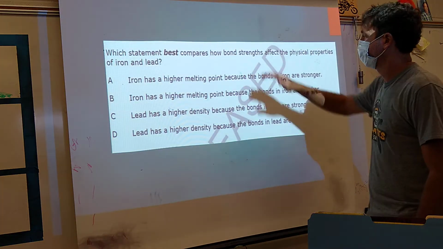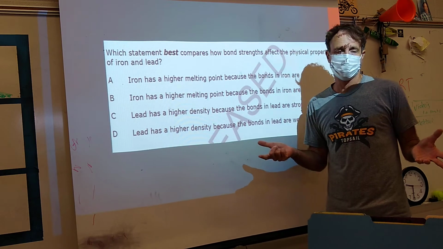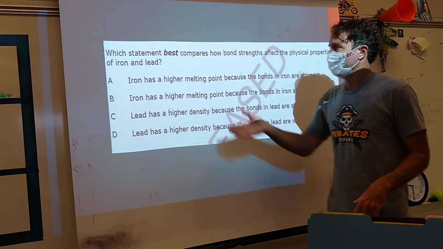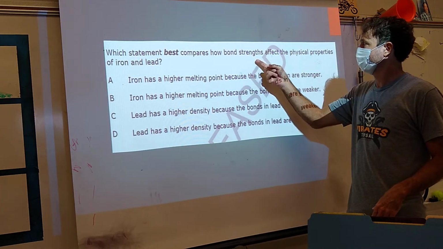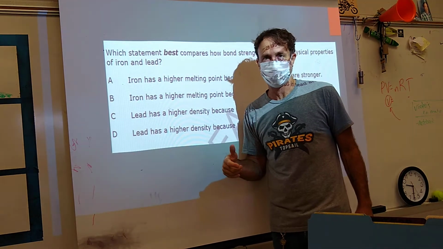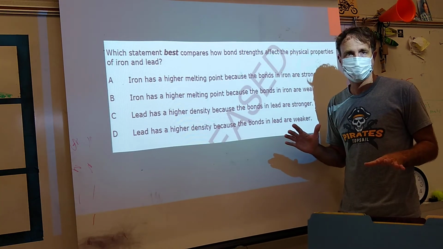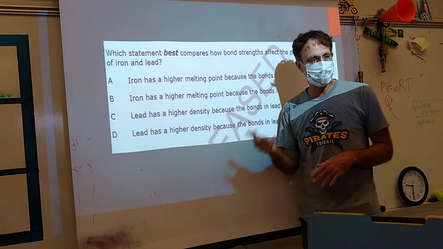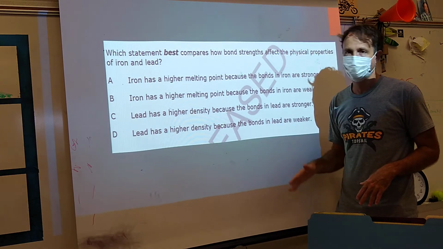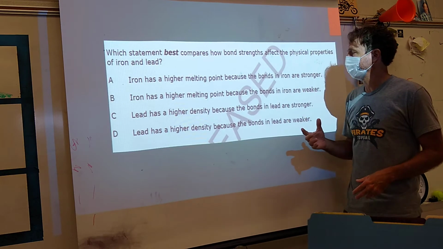All right, now let's take a look at this question. These are the types of questions that you're asked. Which best compares how the bond strengths affect the physical properties of iron and lead, okay? Now we're going to look at this. You can make a guess, okay? If you're at home, you can pause this video and try to make a guess. What do you think is going to affect the melting point?